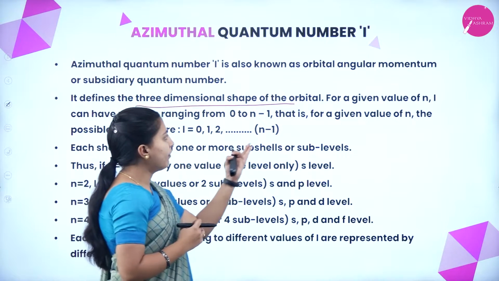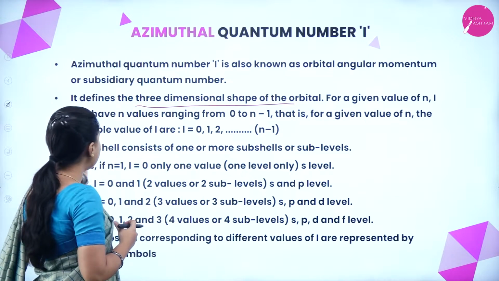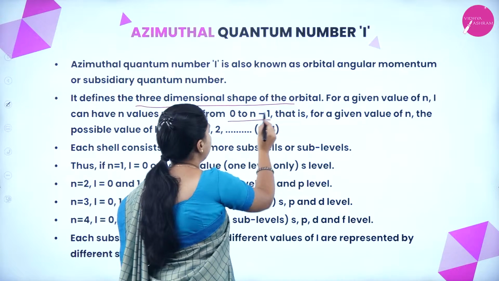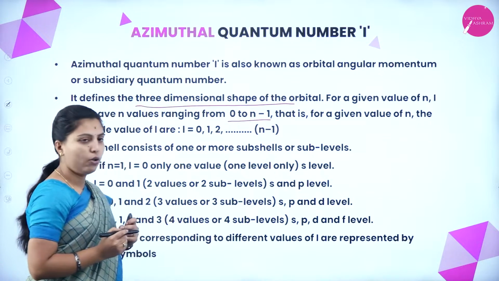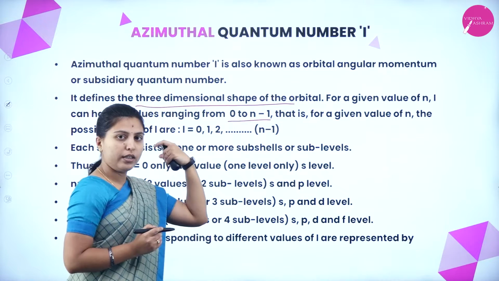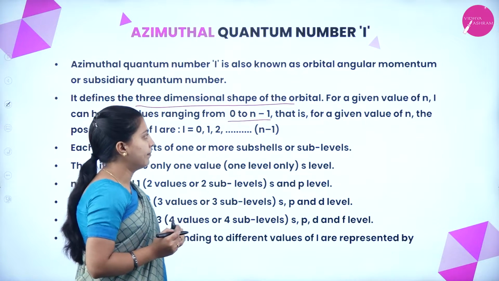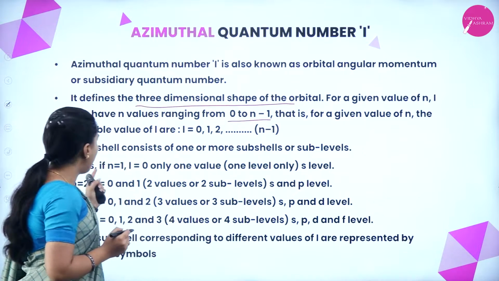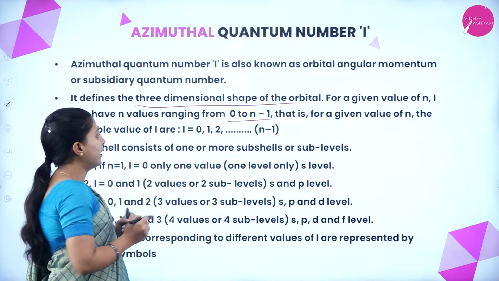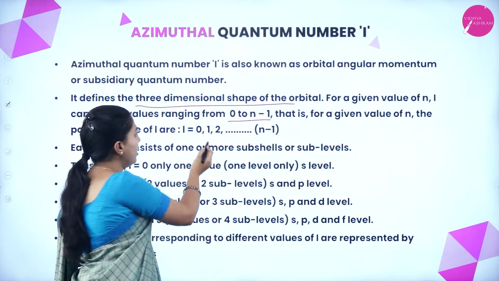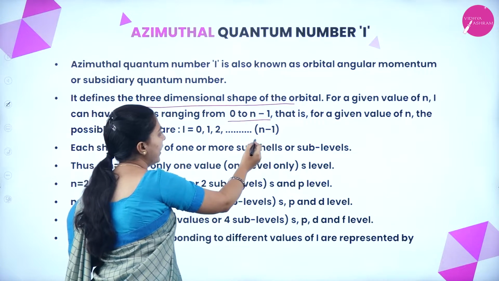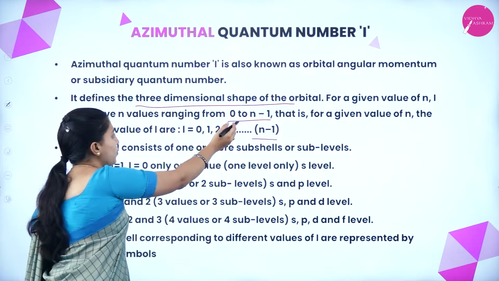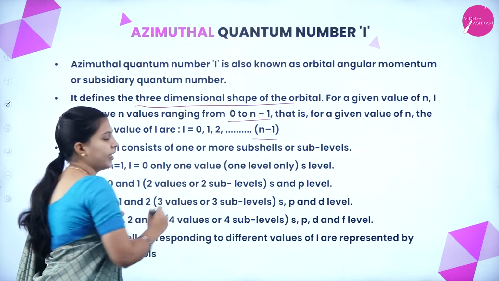For a given value of n, l can have n values ranging from 0 to n minus 1. This is the range already predicted for the n value. For a given value of n, the possible values of l are 0, 1, 2, 3, and so on. The end will be n minus 1. 0 to n minus 1, this is the range we have explained here.